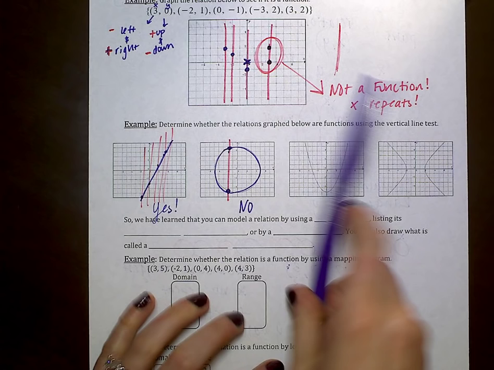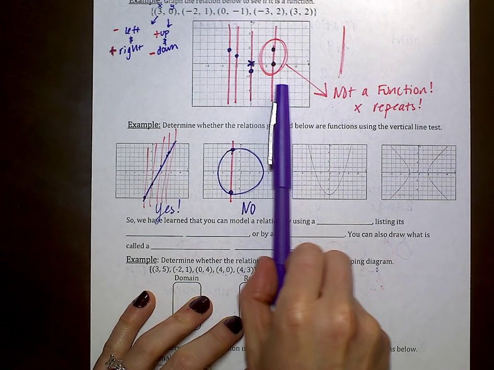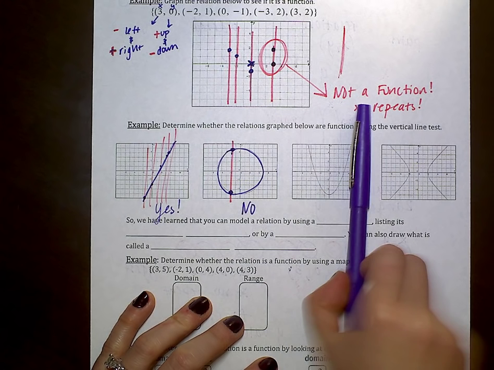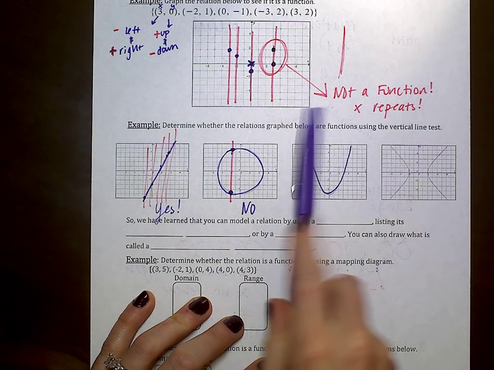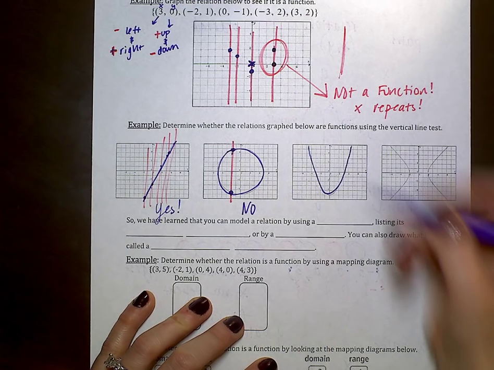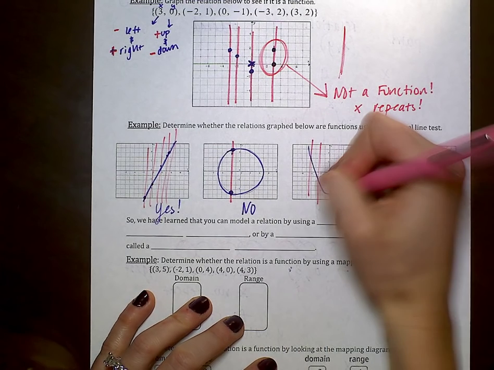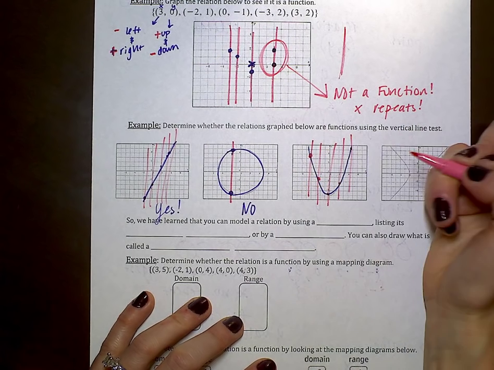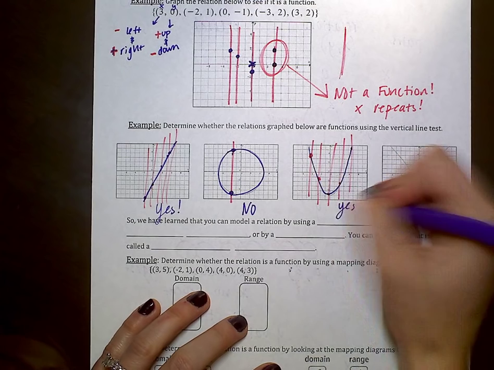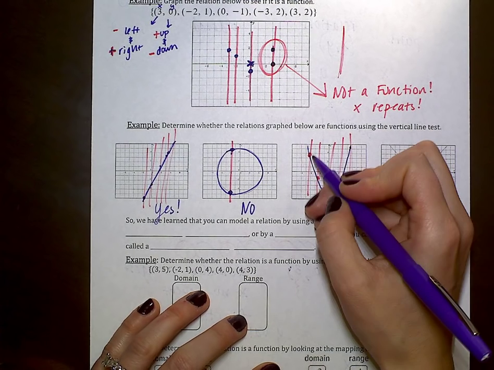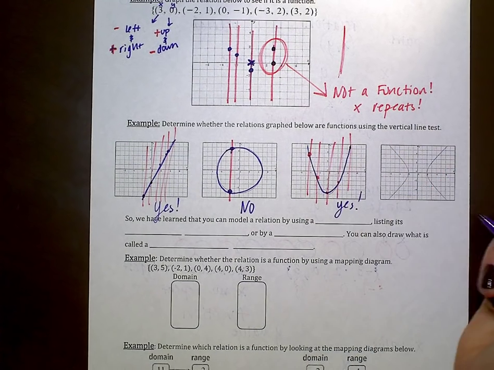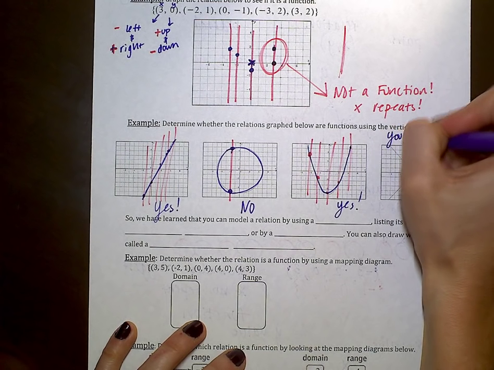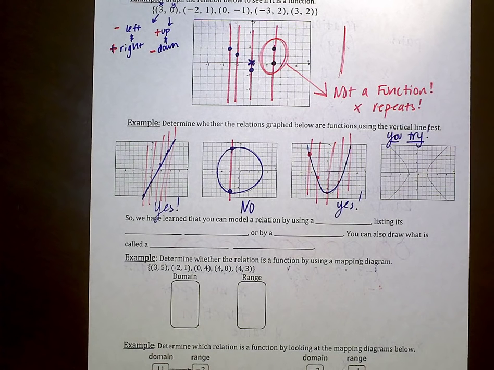Some people choose to just take their pencil and go across the graph. If you only touch this graph 1 time with your pencil, then you're good. Or you could draw a bunch of vertical lines. Doesn't matter. You're just looking to see, do my vertical lines hit the graph more than once? This one is good. Each vertical line only touches the graph, the U, 1 time, so this is a function. Okay, I want you guys to try saying yes or no here. And I'll check it when I check your notes.